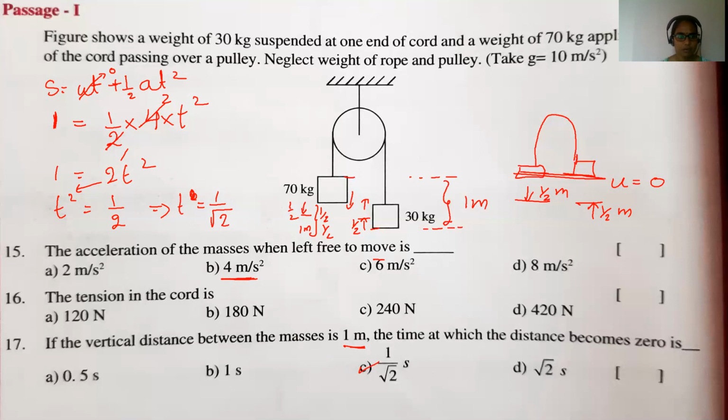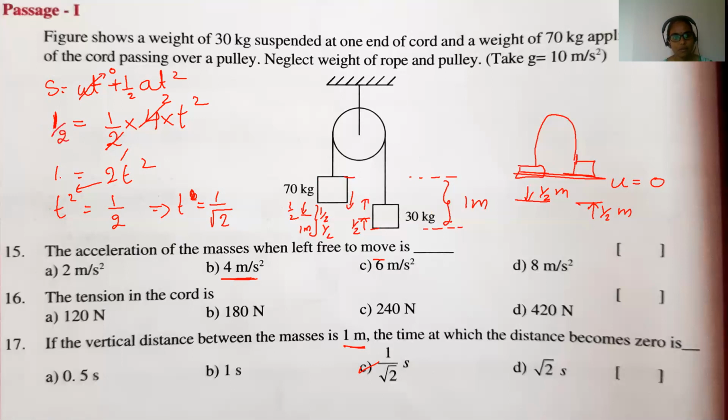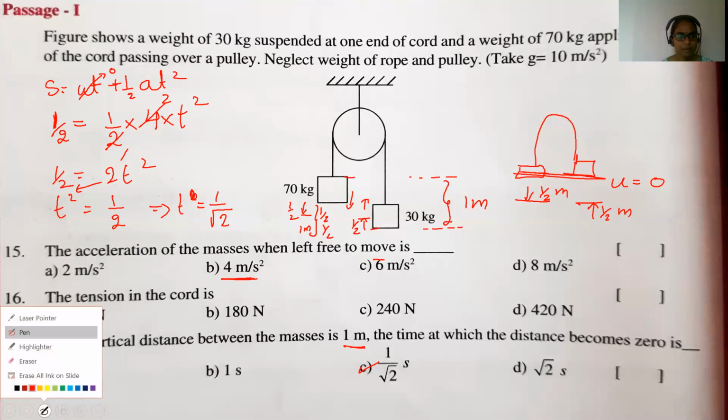One second, children. Somewhere we made a mistake. See, I have not taken half the distance here. The distance traveled is only half, not 1 meter. So the distance traveled I need to take as half meter. So from there my steps are going to change. Sorry, children, correct this.